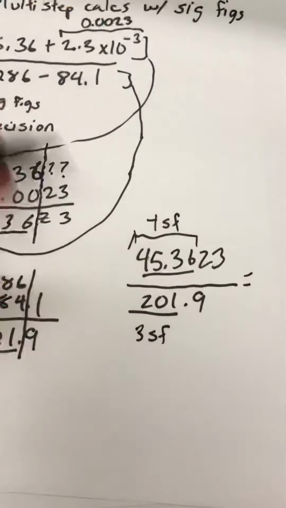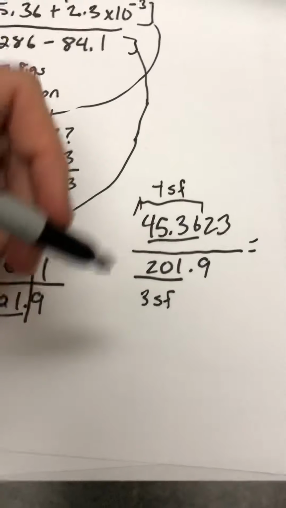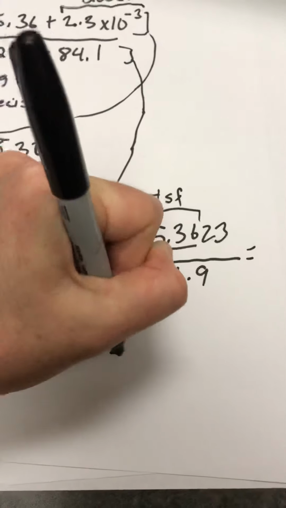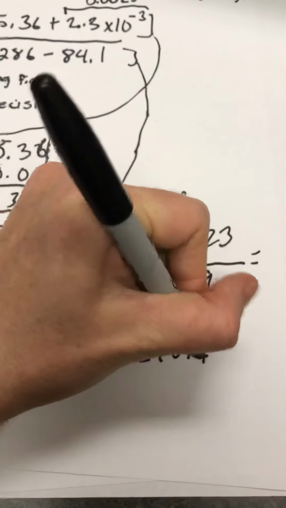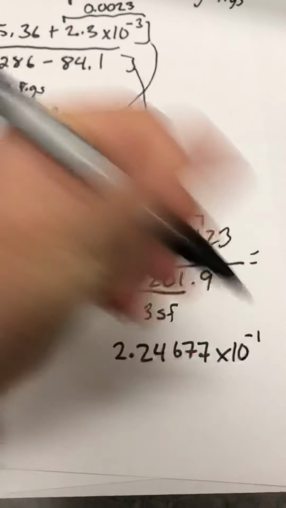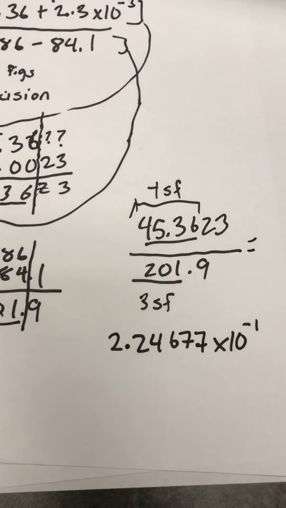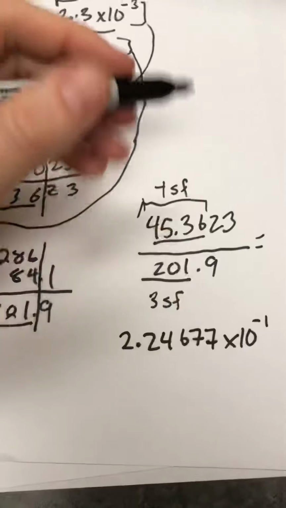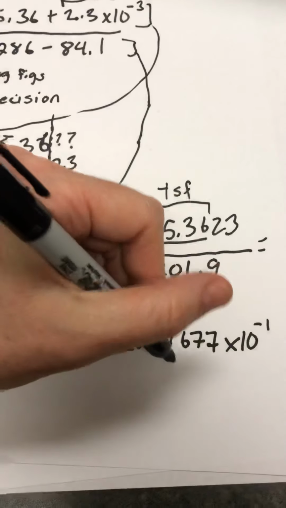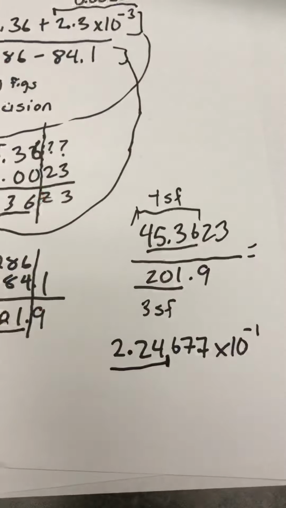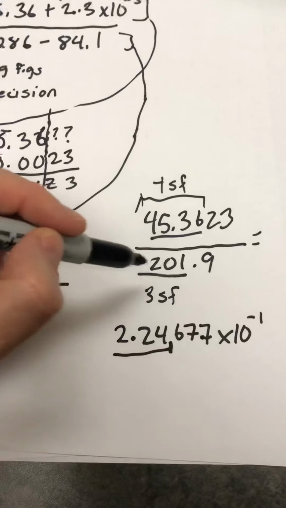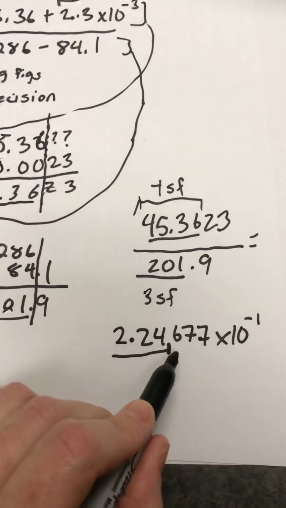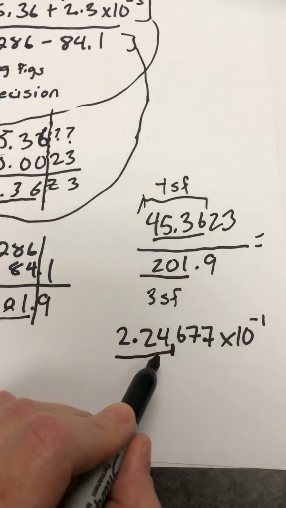So therefore, when we divide them, we get an answer of 2.24677 times 10 to the negative 1. But we have to keep in mind that we only know here was 4, here was 3. Our answer should only contain 3 because our answer can only be as accurate as the least accurate number, which was this one. And now we have to ask if this number is 5 or greater. It is, so we round up.